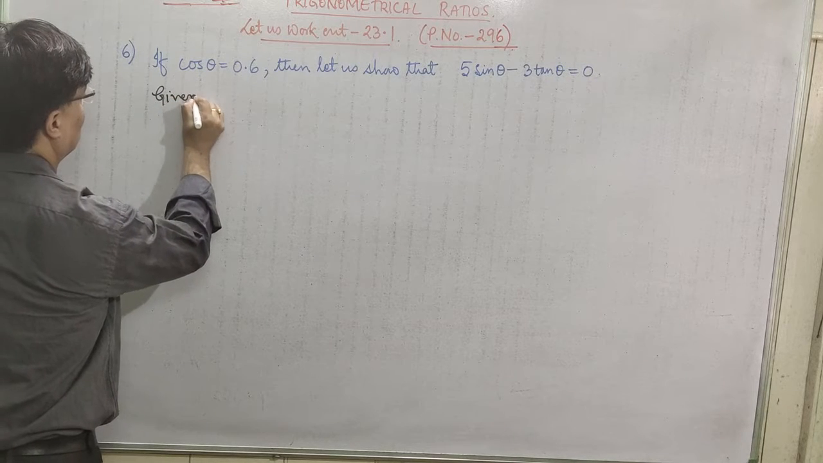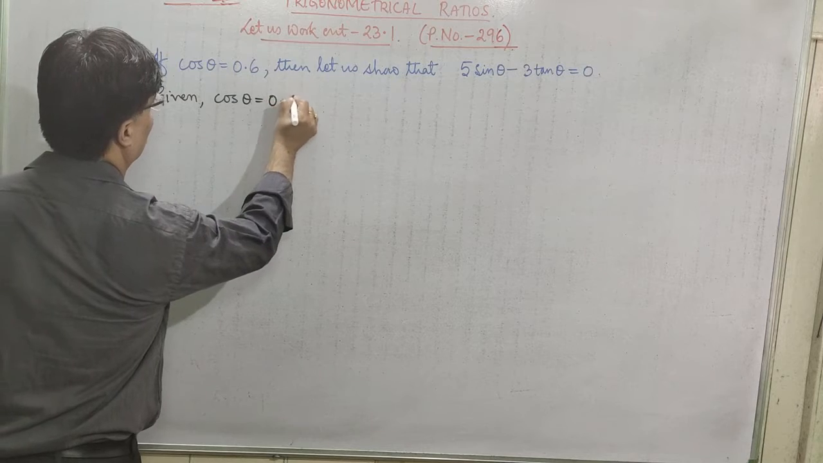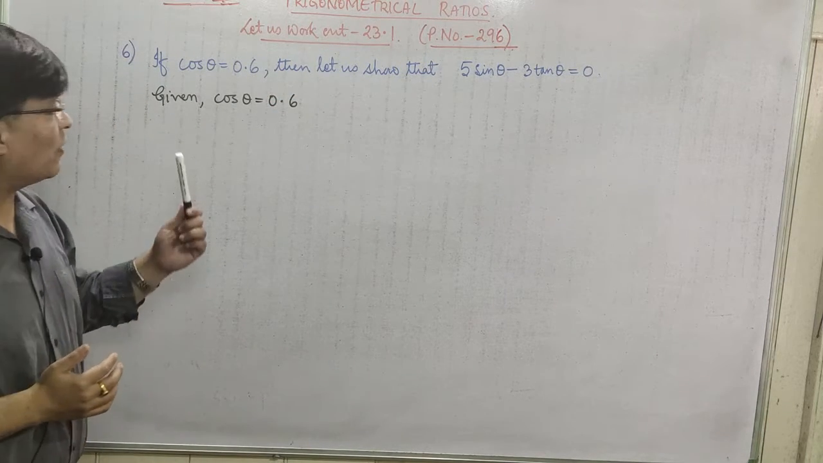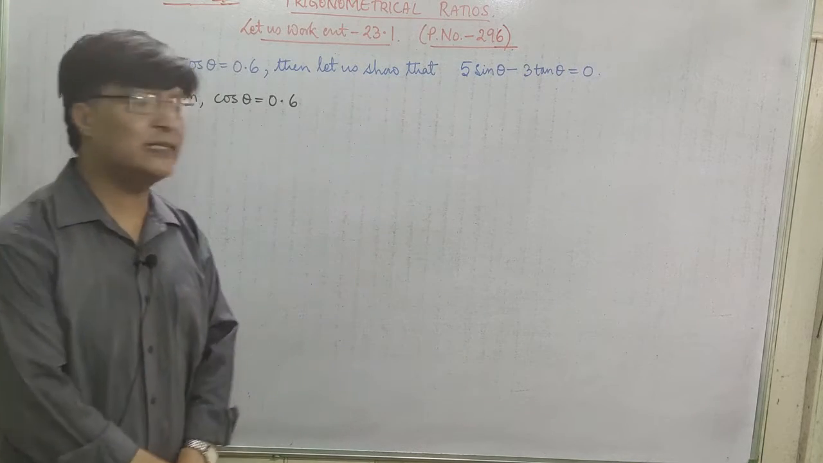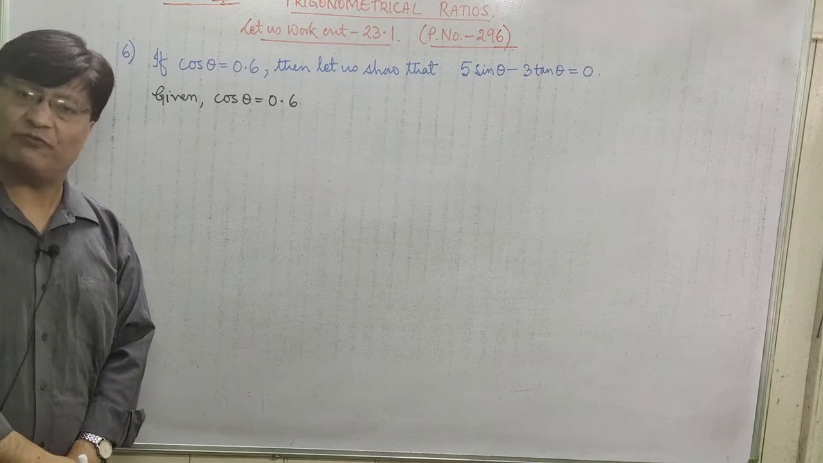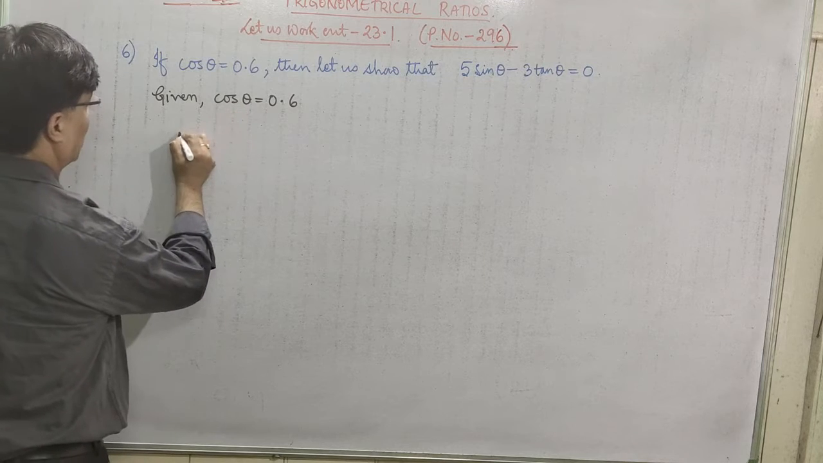Okay, so let us write down the given. Here given is cos theta is equal to 0.6. From this given value of cos theta, you can easily get the value for sin theta and tan theta using the perpendicular, base, hypotenuse formula, right? So let us write it in terms of fraction.